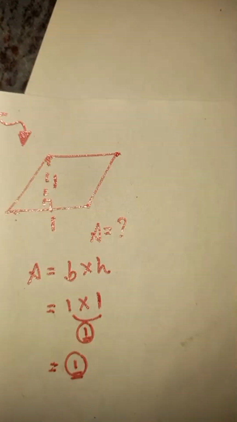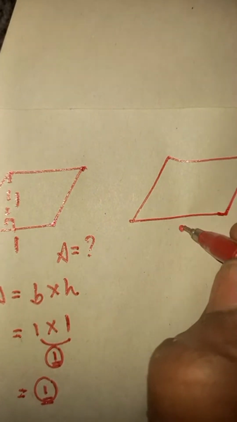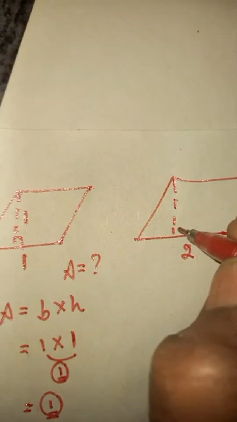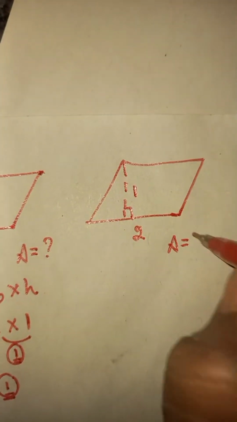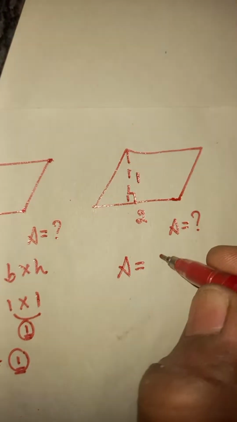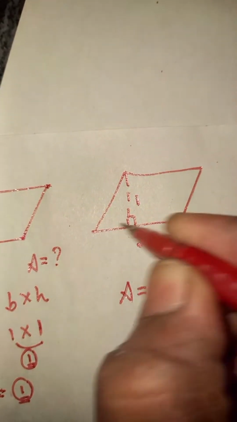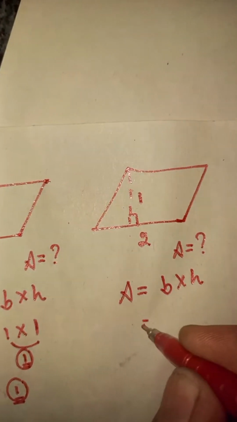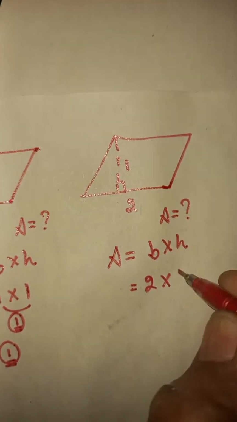Let's take another parallelogram. In this parallelogram, they have given the base length as 2 units and the perpendicular height as 1 unit. Here also you need to find out what's the area of the parallelogram. Area of the parallelogram, here also the same thing, base times the perpendicular height. This is the base, which is 2 units, times this is the perpendicular height, which is 1 unit.